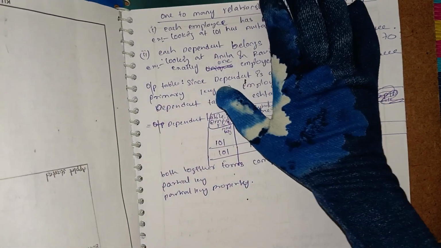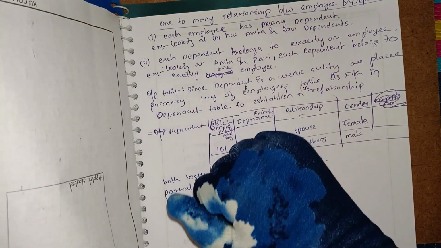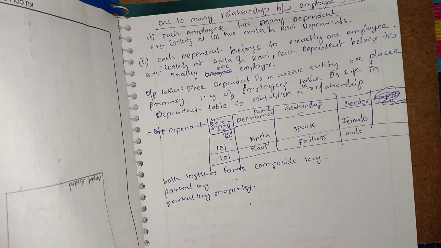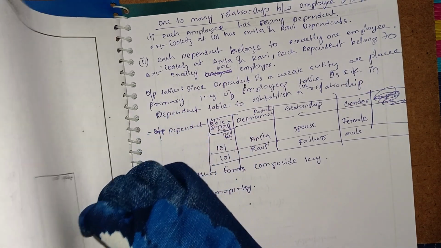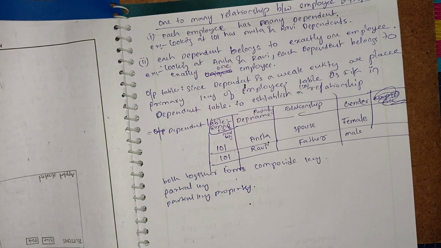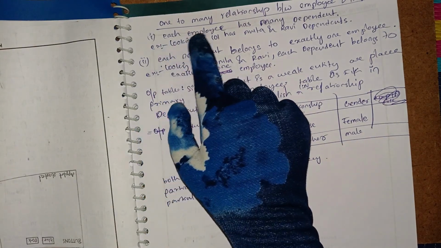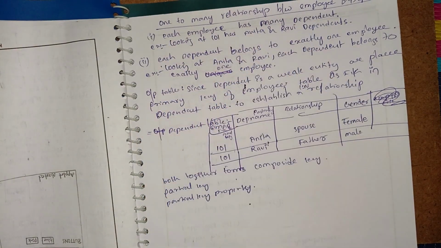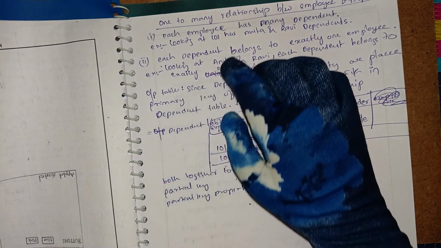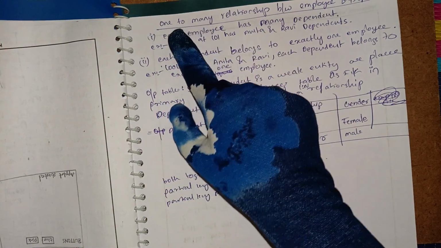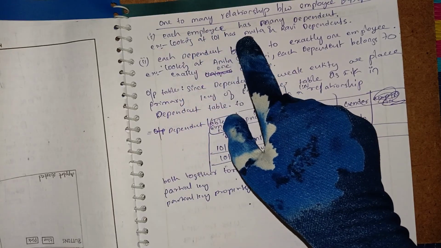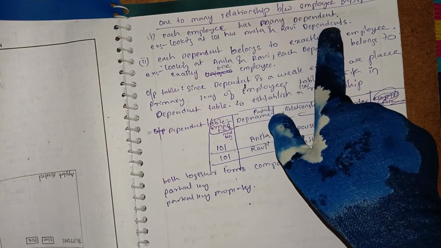So the one-to-many definition in a relational database is: each row in the first table relates to multiple rows in the second table, and each row in the second table relates to exactly one row in the first table. So the statement is: each employee has many dependents. Generating a statement from left to right, that is one to many, that is each employee has many dependents.